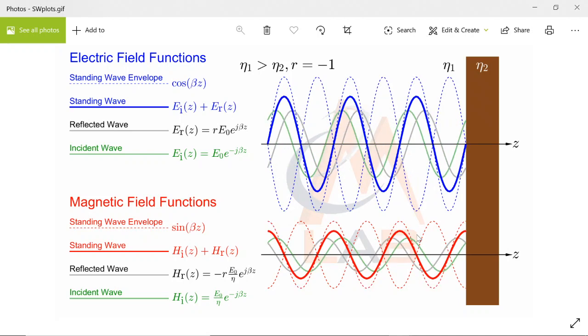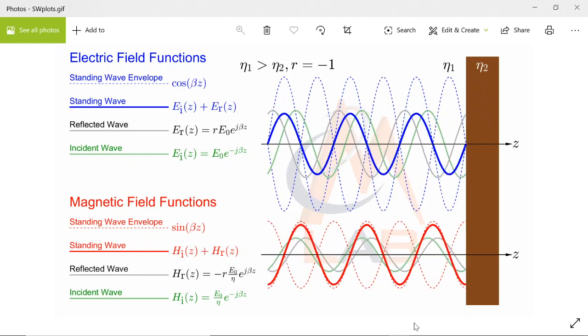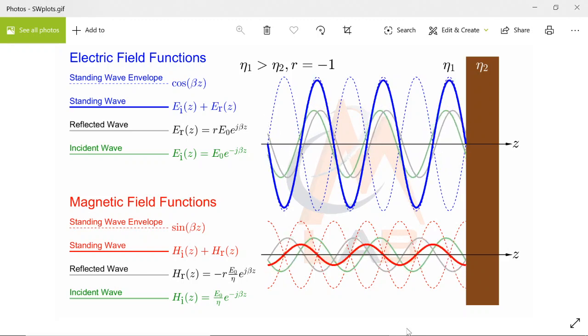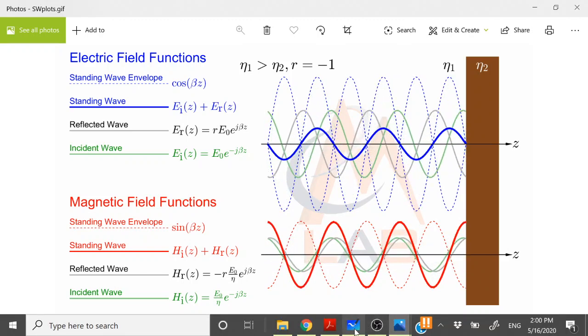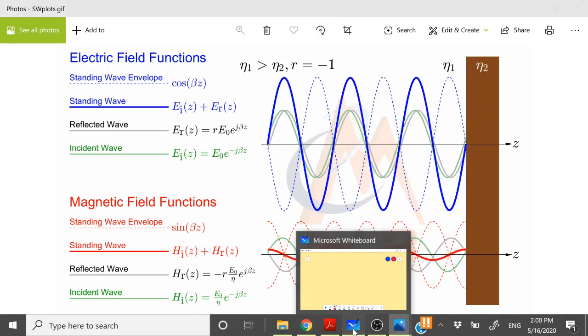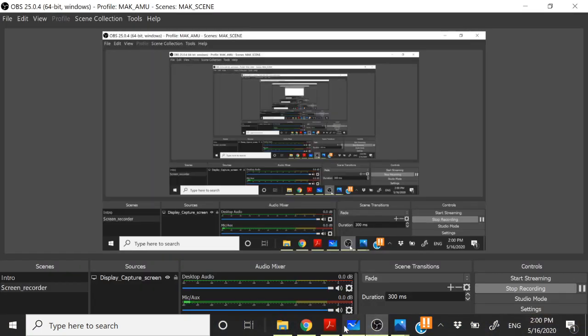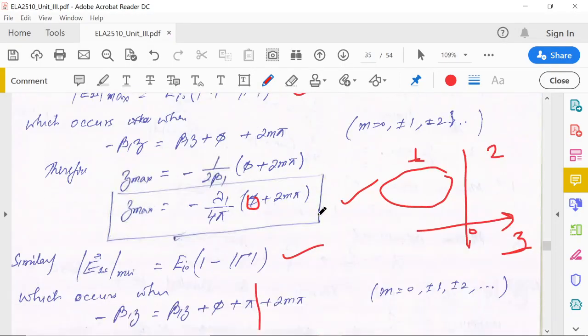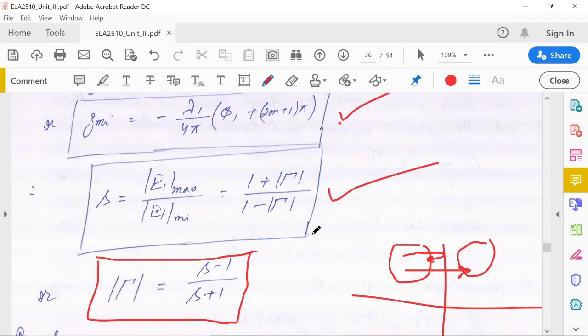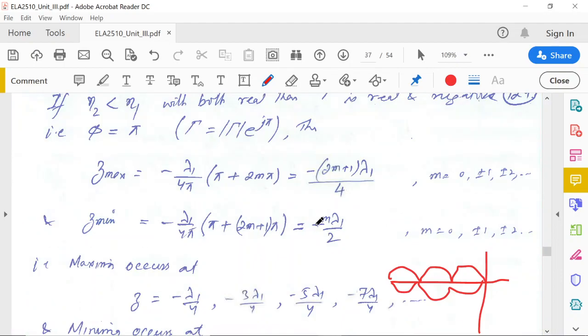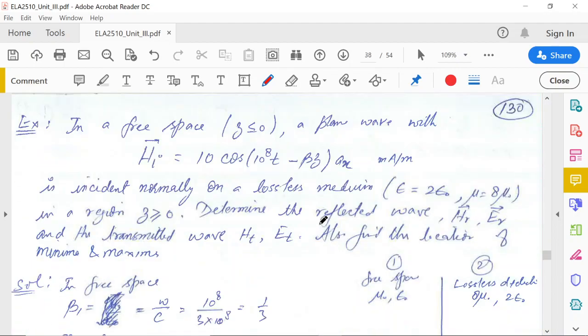standing in this case. You can go through this. So this is how we can find the standing wave ratios. Now you have these questions to understand the concept.